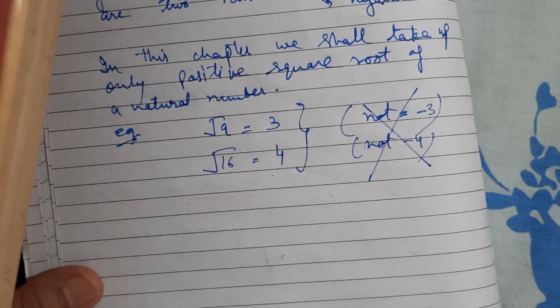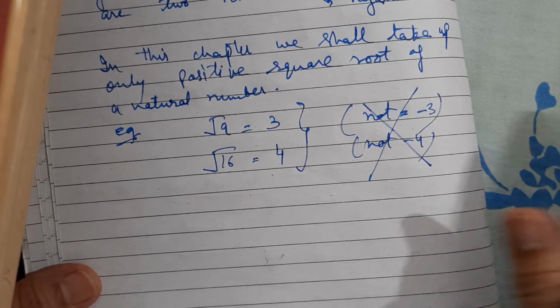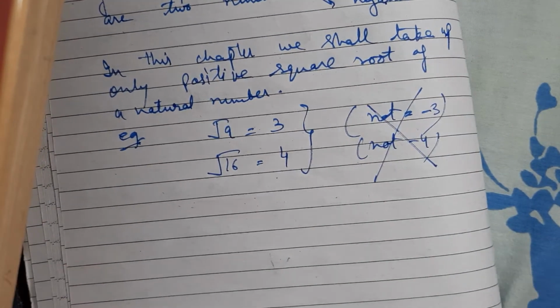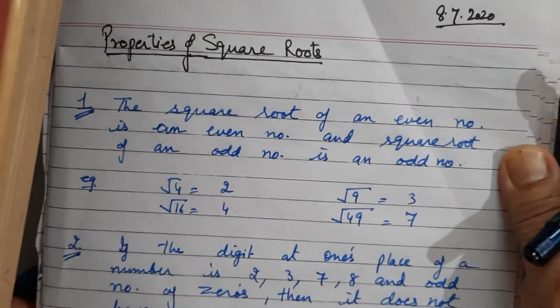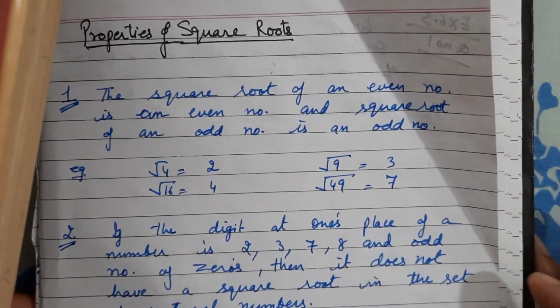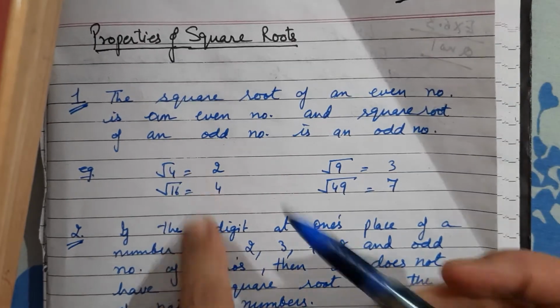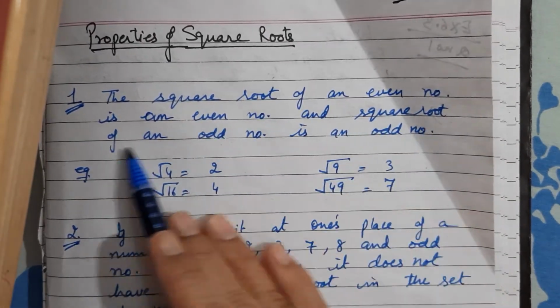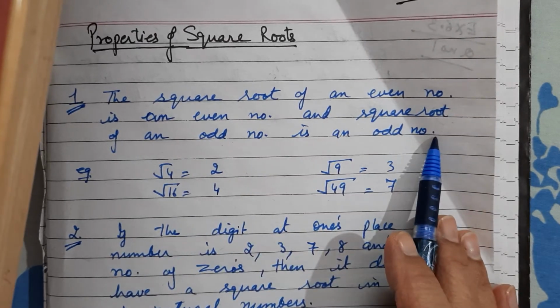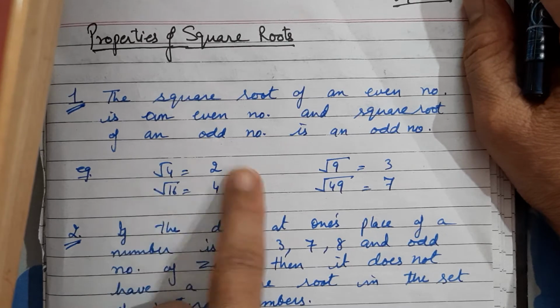Now next we have a few properties of square root. I am reading for you. All properties are written here. Go through it. The square root of an even number is an even number and the square root of an odd number is an odd number. Already we know that. In squares also we have done. So this is the reverse order.